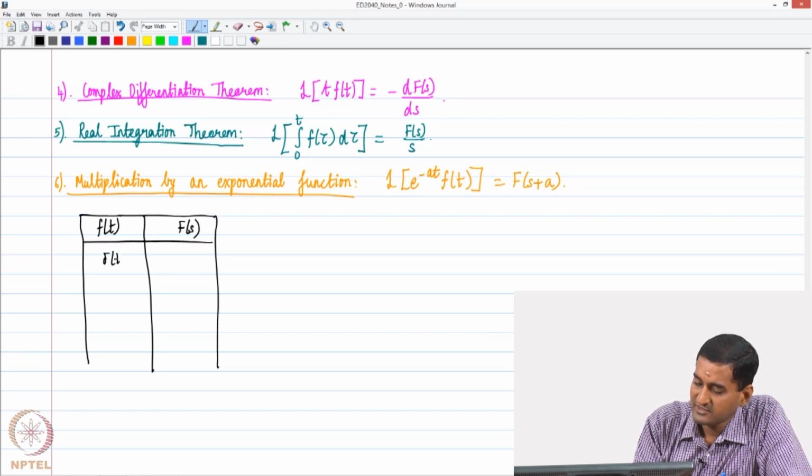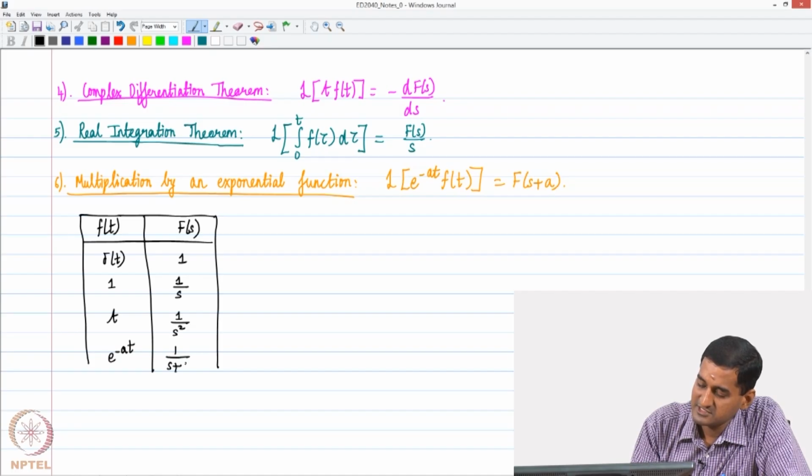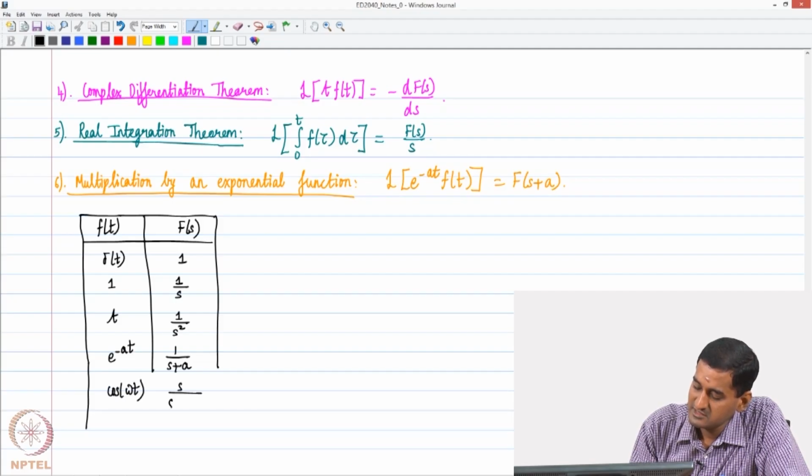If you have the unit impulse, the Laplace transform of the unit impulse is 1. If you have the unit step, the Laplace transform of the unit step is 1 by s. If you have the unit ramp, the Laplace transform of the unit ramp is 1 by s square. If you have an exponential function e power minus at, the Laplace transform is 1 by s plus a. The Laplace transform of cos omega t is s divided by s square plus omega square. If you have sin omega t, the Laplace transform is omega divided by s square plus omega square, right. So that is what we are going to have.